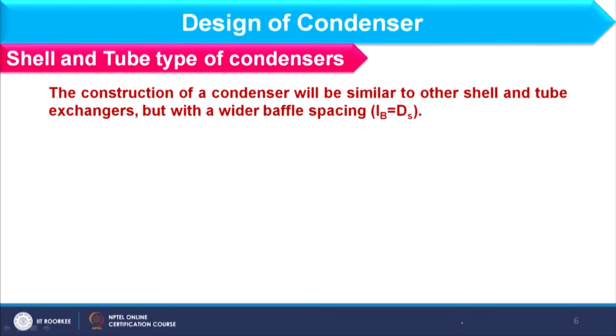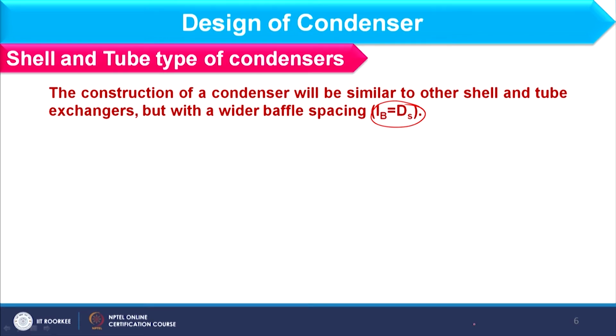So, now let's discuss the types of shell and tube condenser, because we are going to design the shell and tube condensers only. So, we will discuss types of these condensers only. If you focus on the construction of a condenser, it is similar to a shell and tube heat exchanger, but with some modifications. What is the modification? Here I am using wider baffle spacing. In this case baffle spacing should be equal to Ds.